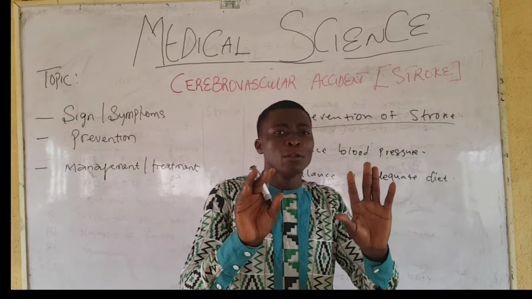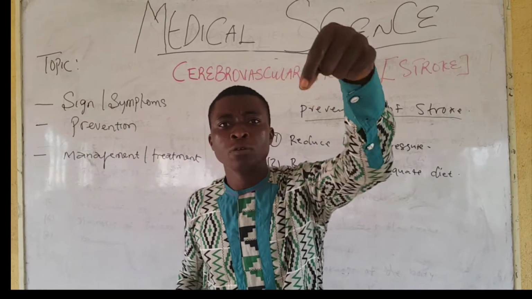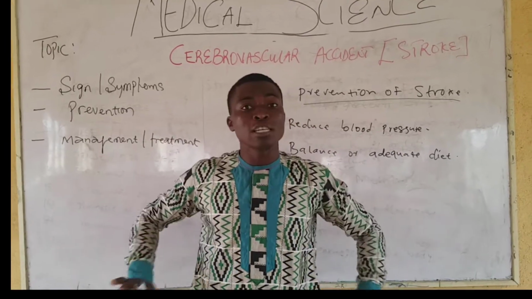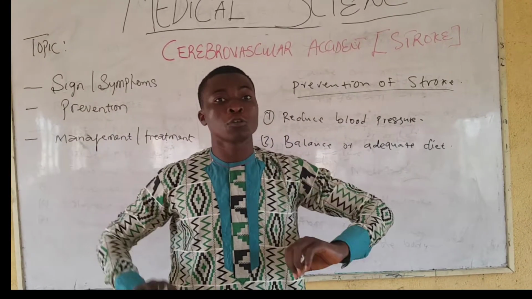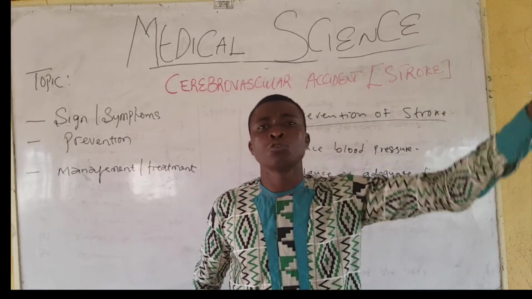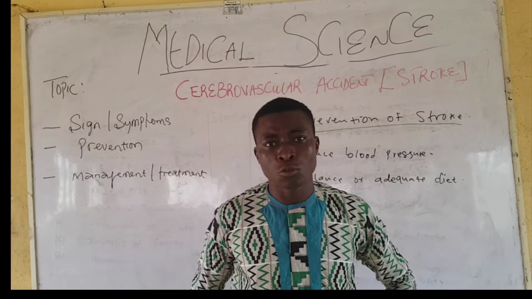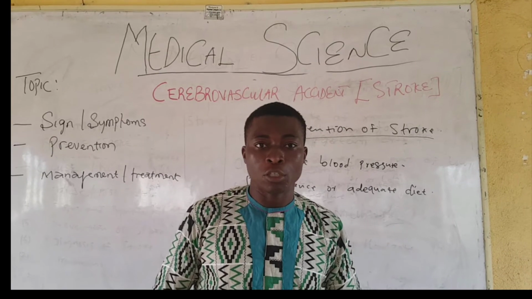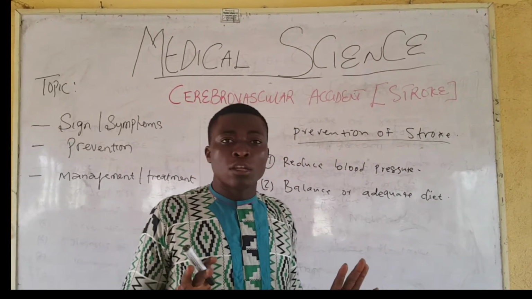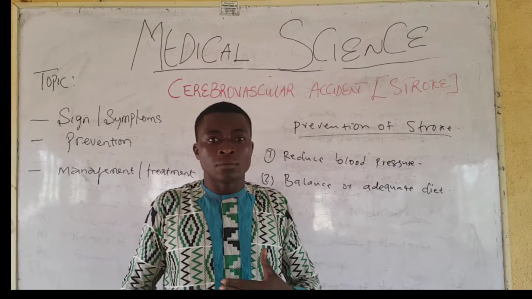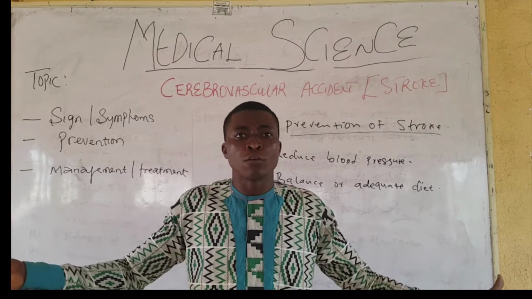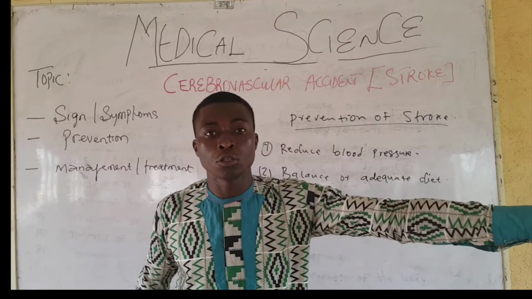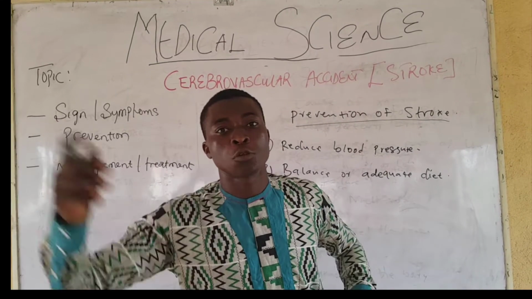Now, when the blood pressure is normal and you continue taking much salt, it means that it will continue expanding it, making the blood pressure what? Higher. That is why eating too much salt is not advisable for a normal patient, except you have low blood pressure. But if you have a normal blood pressure, you avoid too much intake of salt, because it can predispose somebody to what? High blood pressure, which can lead to stroke.